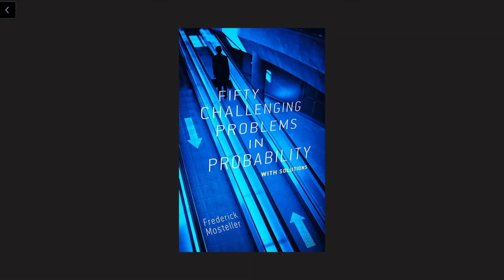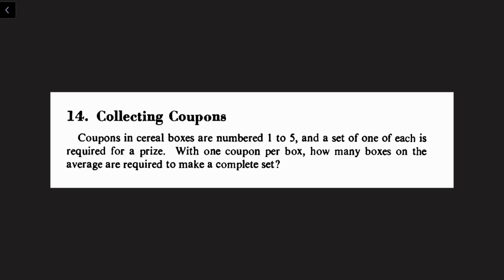Going through the book 50 Challenging Problems in Probability. And this is question number 14, collecting coupons. So coupons in cereal boxes are numbered 1 to 5, and a set of one of each is required for a prize. With one coupon per box, how many boxes on average are required to make a complete set?